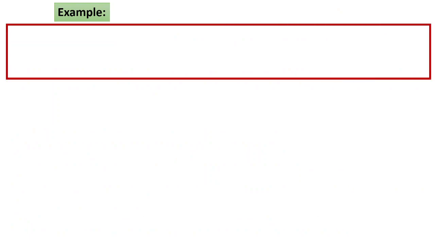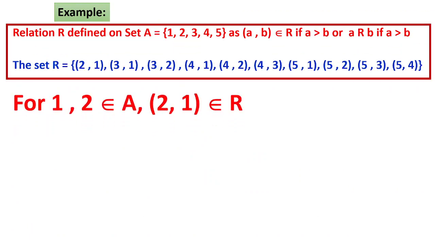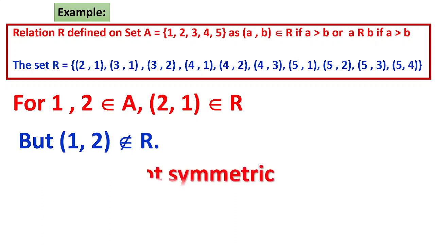Let us go for one example. The same example which we have seen, that the set is 1, 2, 3, 4, 5, and we have taken that A is related to B if A is greater than B. Here (2, 1) is there, but (1, 2) is not there, because 2 is greater than 1 but 1 is not greater than 2. Hence R is not symmetric.